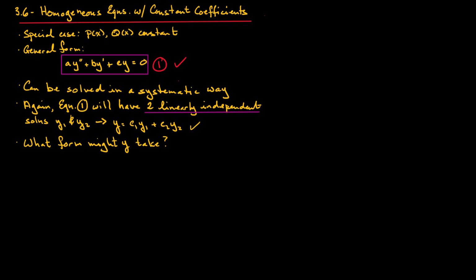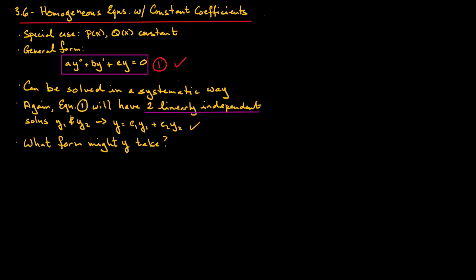In this video, we're going to continue our discussion on second-order linear homogeneous differential equations. However, we're going to focus on the special case where we have constant coefficients. That is, p of x and q of x are constant and not a function of x. The general form for this differential equation is given by equation 1. And what we will see is that this ODE can be solved in a very systematic way.